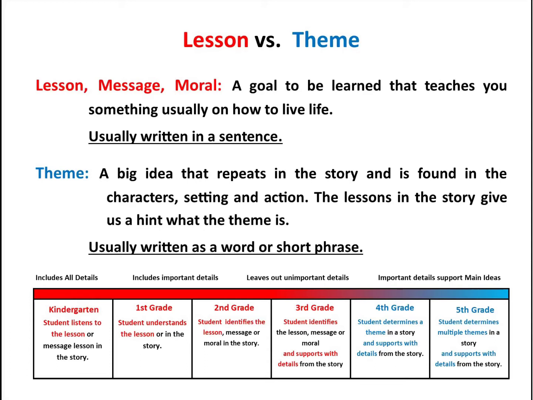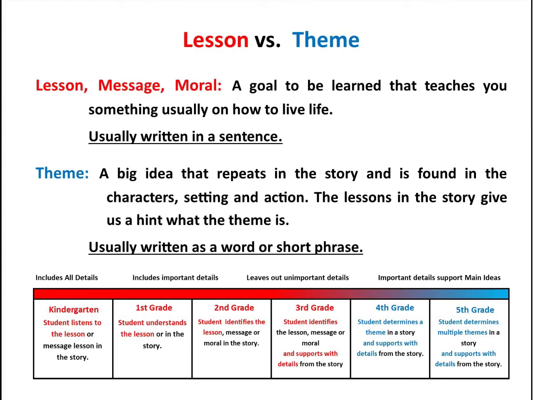But themes are different. A theme is a big idea that repeats in the story, and it's found in the characters, setting, and action. The lessons in the story usually give us a hint about what the theme is. Themes are usually written as words or short phrases. If you look down here at the bottom of this chart, it shows you how what you've learned from kindergarten up into fourth and fifth grade changes.